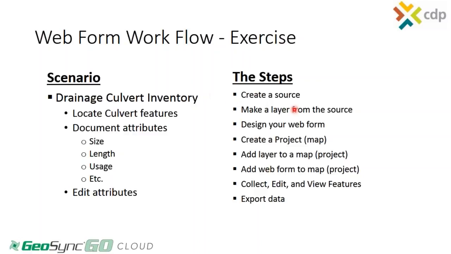The steps that we'll go through to create the workflow: first, we'll need to create our data source. We'll make a layer connected to that data source. That's kind of standard GeoSyncGO Plus. Then we will design our web form. Again, in GeoSyncGO Plus, we'll create a project to pull all the layer and the forms and everything together. So we'll create a map project. We'll add our new layer that we've created to the project. We'll add and connect our web form that we've created to the project. Then we will collect, edit, and view features, and then export. Show you a little bit of an export step that we can do.